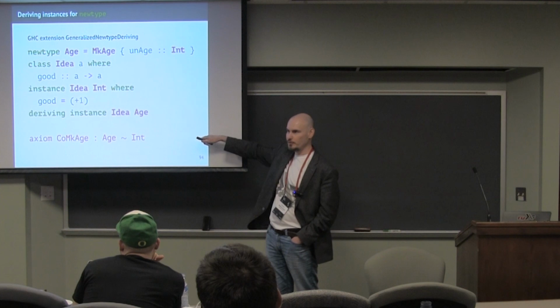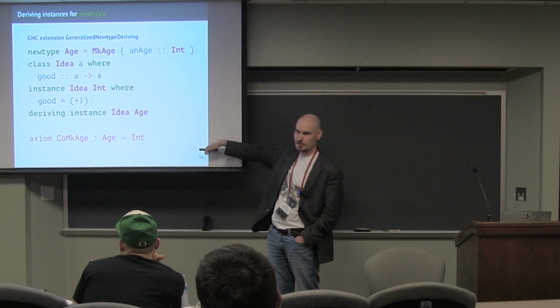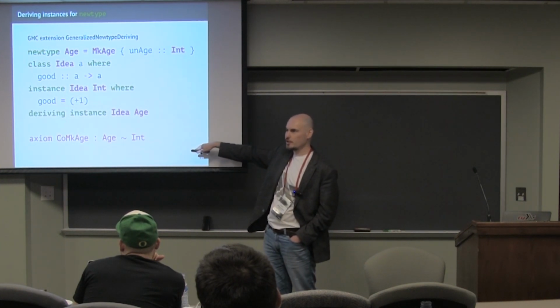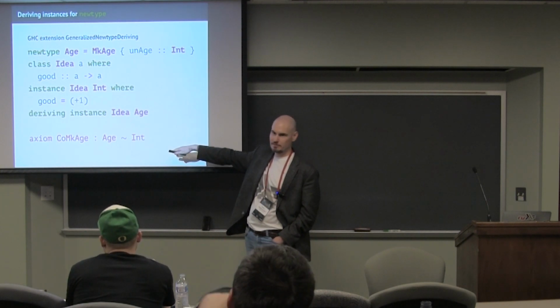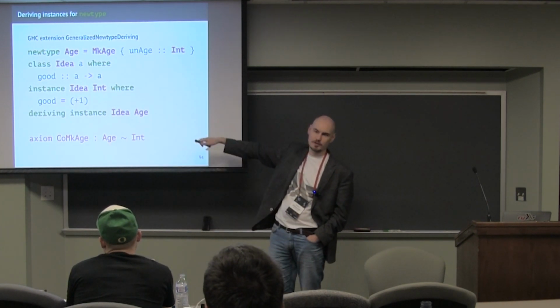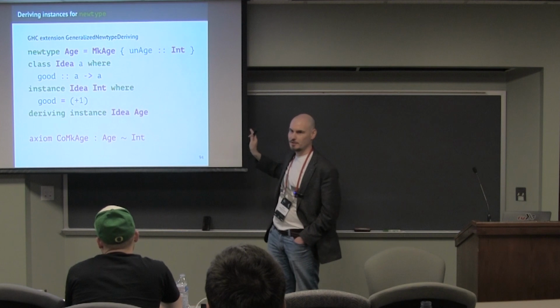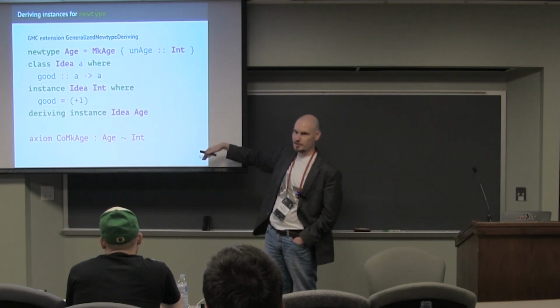So this axiom will be added during translation into GHC Core. So they will not be generated freely. You cannot say, well, I'd like to have these two types coercible. They just come up as a result of type checking.